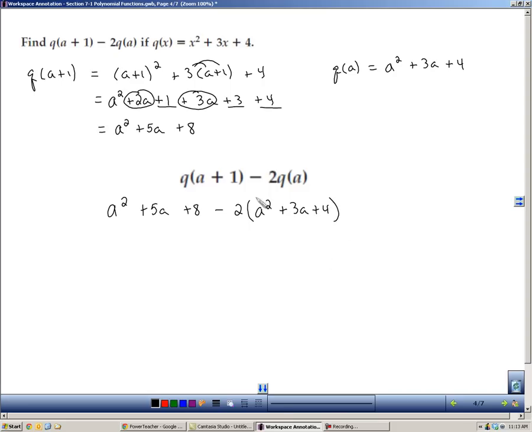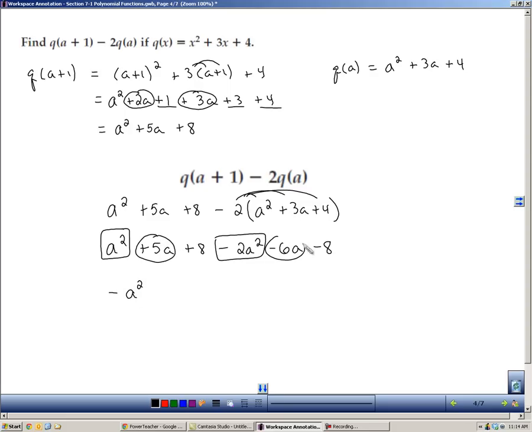Now I'm going to simplify this, distributing the negative 2, so we'll rewrite the beginning. So here I'll have negative 2a squared, then minus 6a, and minus 8. Now I'll collect like terms. Here's 1a squared minus 2a squared is negative 1a squared. Positive 5a minus 6a is a negative a, and 8 minus 8 will cancel. So my final solution is negative a squared minus a.